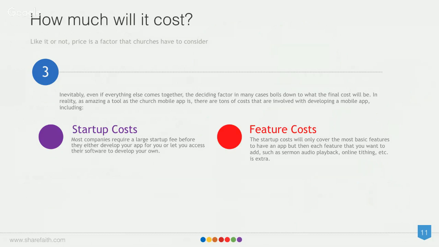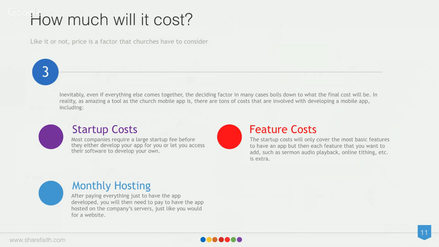Things like push notifications, sermon playback, or any type of feed for your posts can add up quickly when you're looking to add them. And I've heard all kinds of different numbers all over the place. Again, sometimes this can be a few hundred dollars. Other times it can easily make it into the thousands.